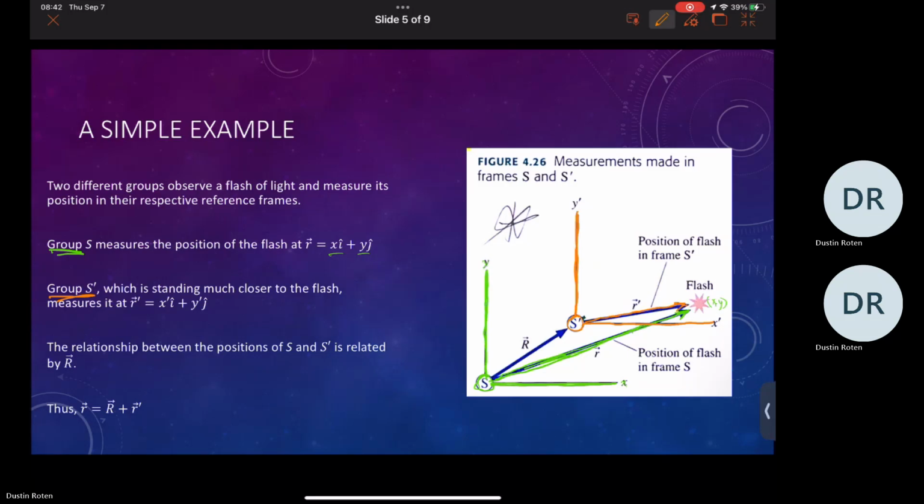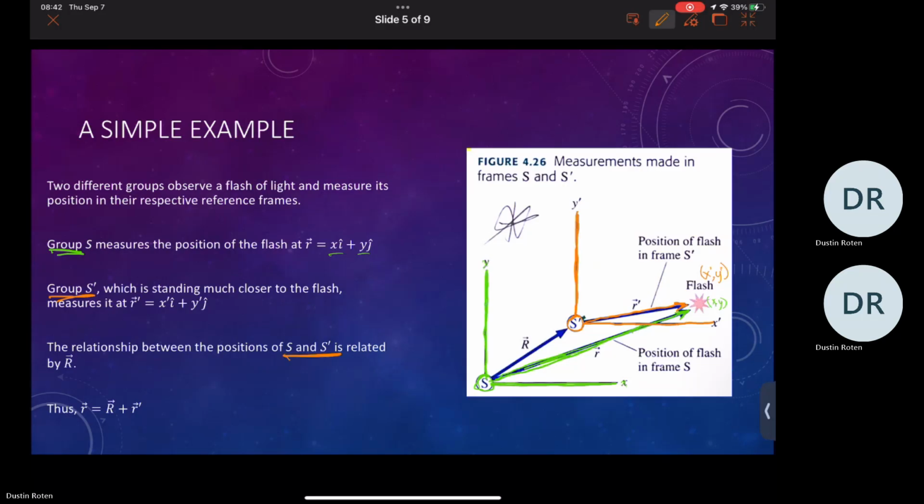So this is what group S prime measures. This is going to be an X prime, Y prime. So we have the same event measured from two different reference frames. Now, again, remember, we can rewrite R. And this is how we're going to build this relationship.